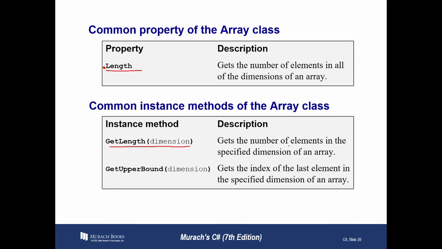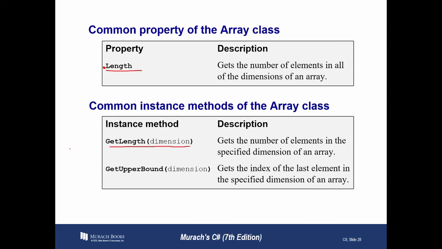And this gets the number of elements in the specified dimension of an array. Okay, and then thirdly, there's this getUpperBound. It's important that you understand there is a difference between the length property, which gets the number of elements in all of the dimensions of an array, so a one-dimensional array, and this one, which is more commonly used in a multi-dimensional array.